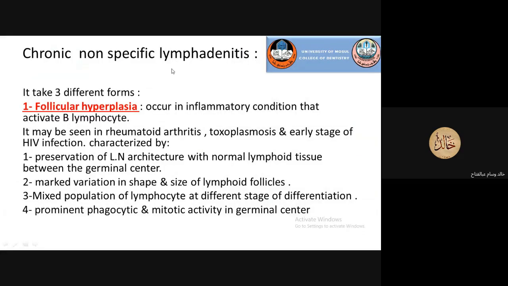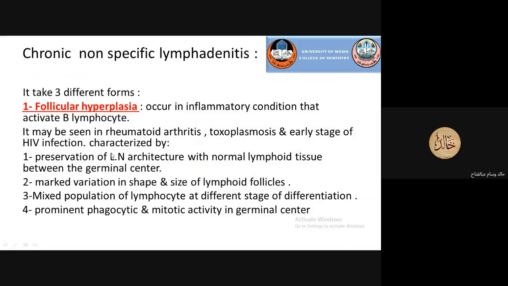For chronic lymphadenitis, or chronic non-specific lymphadenitis, it could take three forms. We have either follicular hyperplasia, number one, that could occur in an inflammatory condition that activates the B lymphocytes. As we said, the follicles are the home of the B lymphocytes. So when an inflammatory condition activates the B lymphocytes, these follicles will undergo hyperplasia. And this is mainly seen in inflammatory conditions like rheumatoid arthritis, toxoplasmosis, and early stages of HIV infection.